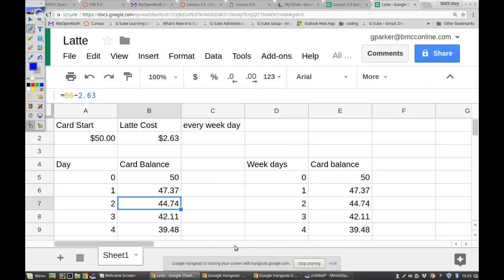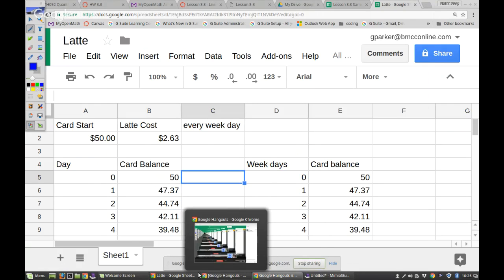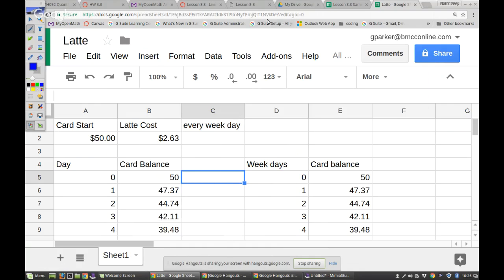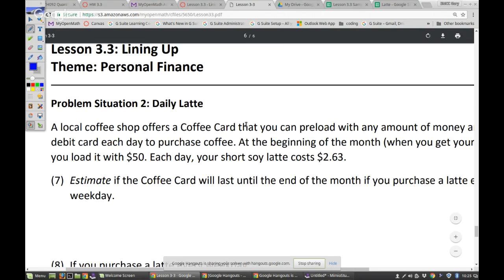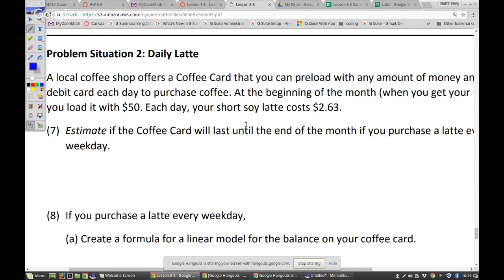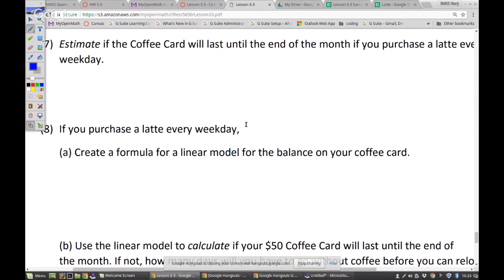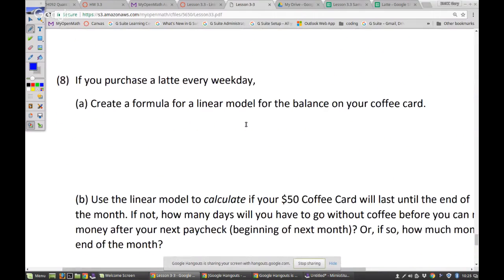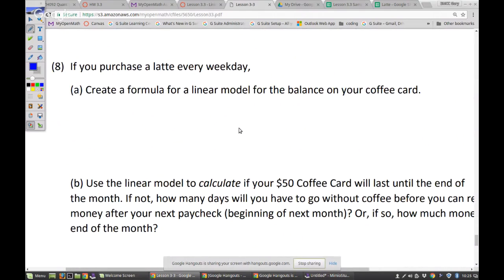All right. So, are we almost done answering questions here? Let's estimate if the coffee card will last to the end of the month. Well, we actually calculate it instead of estimating it. Write a formula for a linear model. Did we do that?